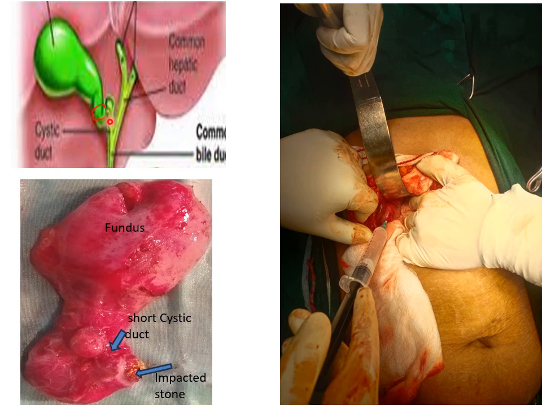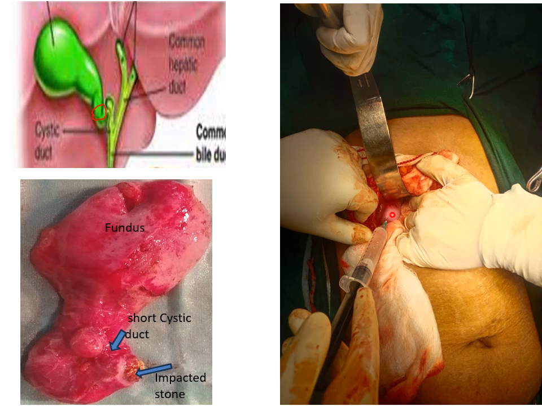Now we are not talking about stone in the CBD. It will produce other symptoms. But we are only talking about a stone blocking the cystic duct, like the way you see here. Practical applications. Short cystic duct, it went and got impacted. So all the electrolytes, everything got absorbed through the gallbladder epithelium, including the bile pigments. So what you have is a mucocele of the gallbladder.